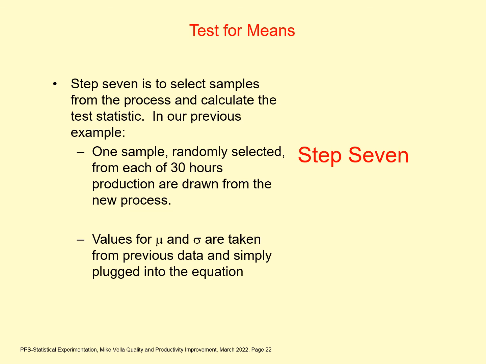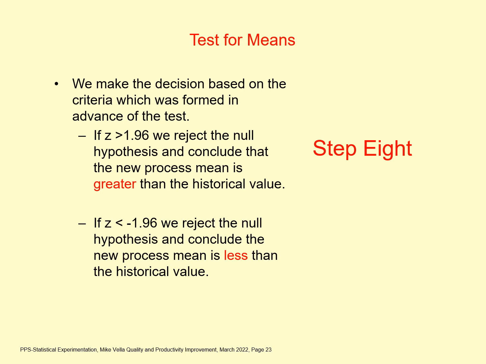Step 7 is to select samples from the process and calculate the test statistic. In our previous example, one sample randomly selected from each of 30 hours, that's one sample per hour, of production are drawn from the new process. The values for mu and sigma are taken from previous data and simply plugged into our equation. We make the decision based on the criteria which was formed in advance of the test.